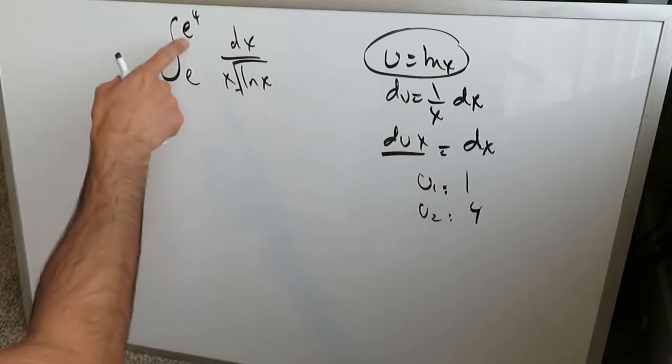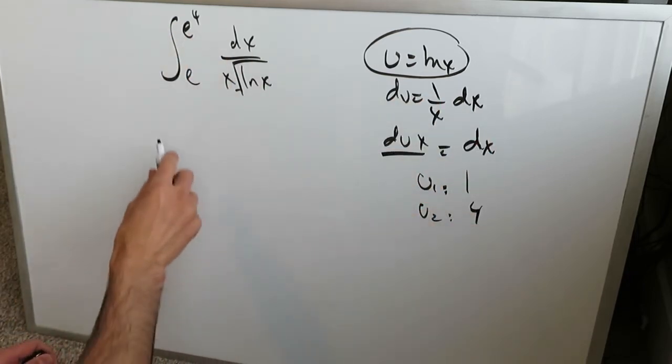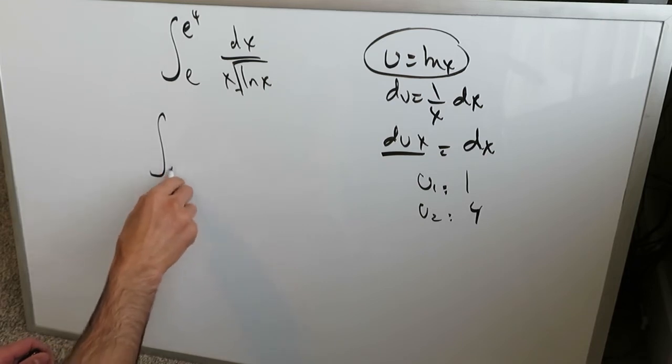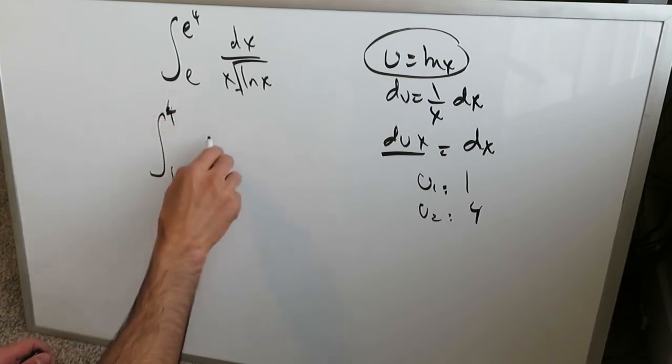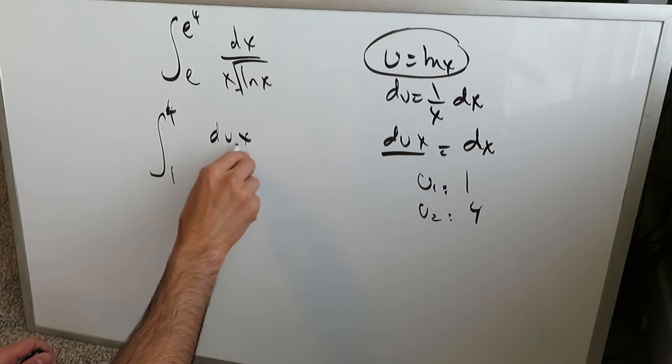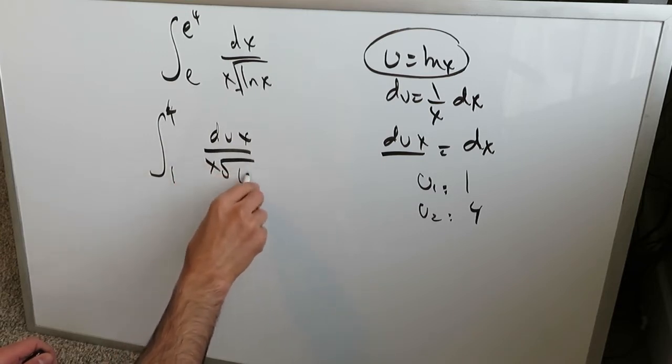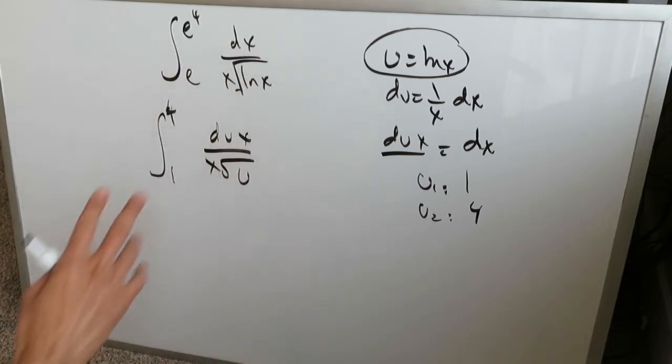You can run that through your calculator. The e's will cancel out, and you'll be left with just a 4. You can see that with your calculator. You have a new limit of 1 to 4, and you have du over x and u. If you do the substitution, this is what you get.